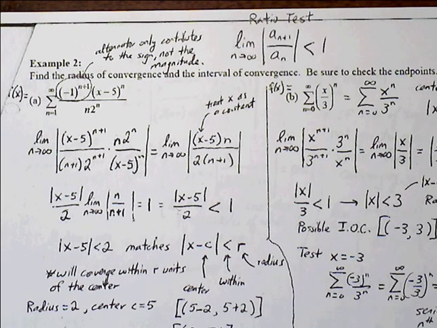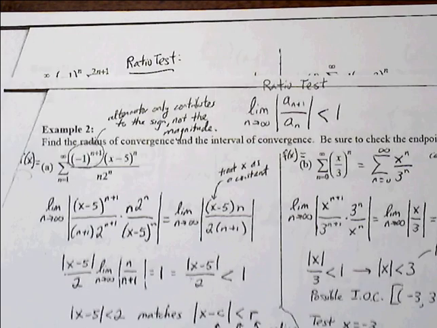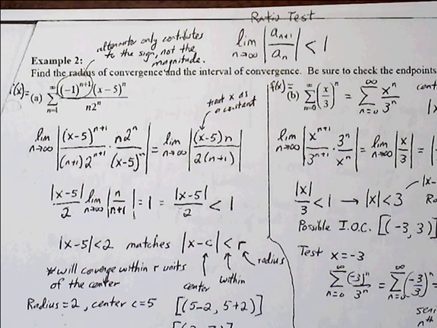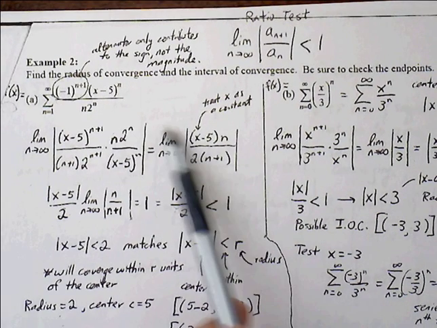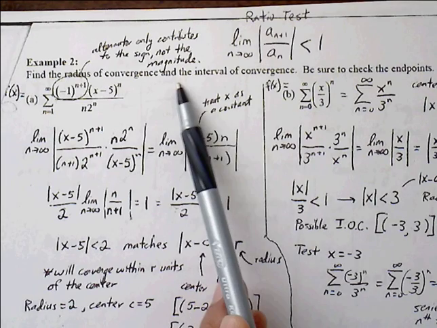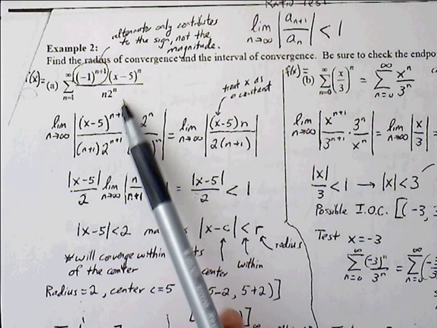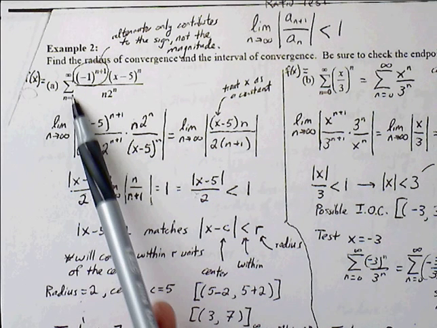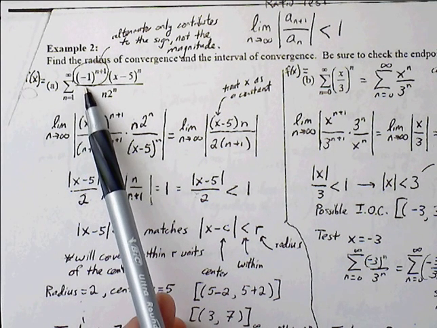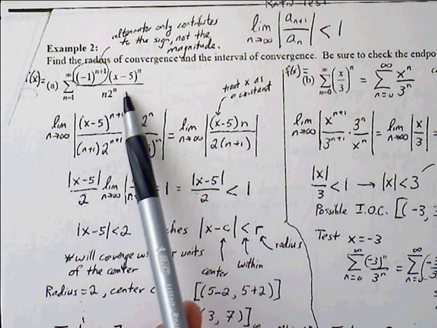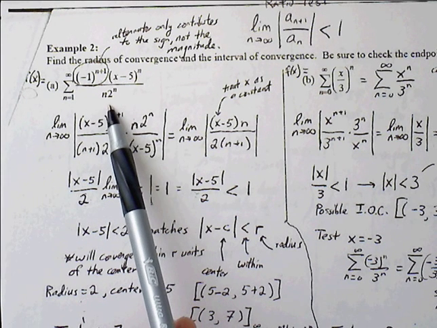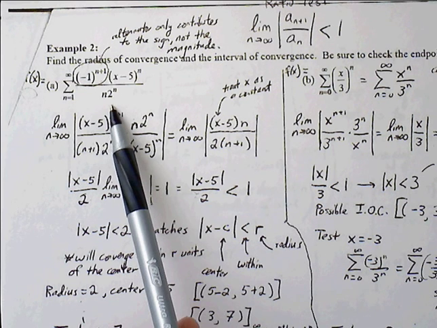Let's continue with 9.8, example 2. This is power series. Find the radius of convergence and the interval of convergence. Be sure to check the endpoints. So here we have f of x equals the summation of negative 1 to the n plus 1, x minus 5 to the n, all over n times 2 to the n.